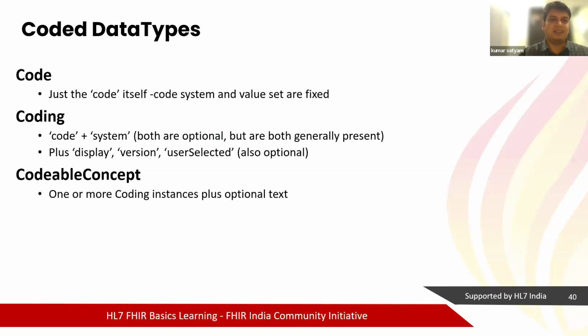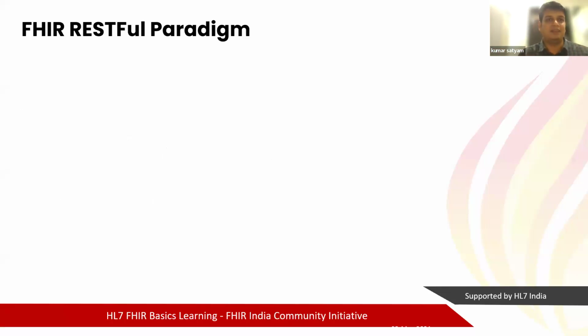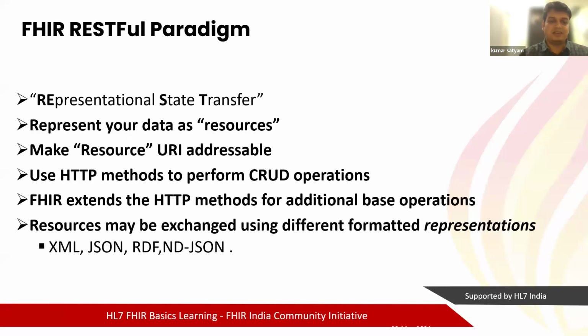Data types we have already covered. In data types, there are special coded data types. Coded data types are like simple codes, where there is a value. A coding is a code plus the system, saying that I am using SNOMED and this is my value. That is the coding data type. And a codable concept is multiple codings. If you want to use them for one particular attribute, then you use a codable concept. And finally, you have an optional text that says what exactly you mean by that. This is important when you're doing the profiling. We'll come to that. FHIR REST paradigm, I think we have talked enough about it, so I'll not talk more.